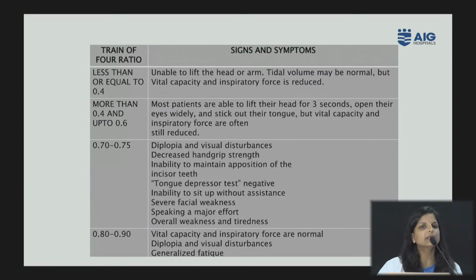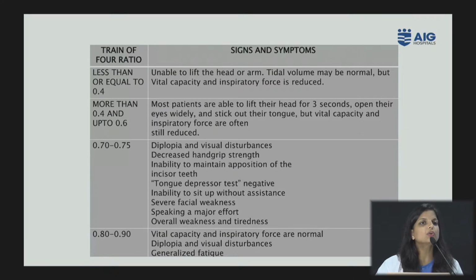When the TOF ratio is between 0.4 and 0.6, most patients are able to lift their head for 3 seconds, open their eyes widely, and stick out their tongue, but still the vital capacity and inspiratory force are often reduced. From 0.7 to 0.75, the patient will have diplopia and visual disturbances. There will be decreased hand grip strength, inability to maintain the position of the incisor teeth, the tongue depressor test is negative, inability to sit up without assistance, and there is severe facial weakness. Speaking is often a major task here, and overall there is weakness and tiredness felt by the patient.